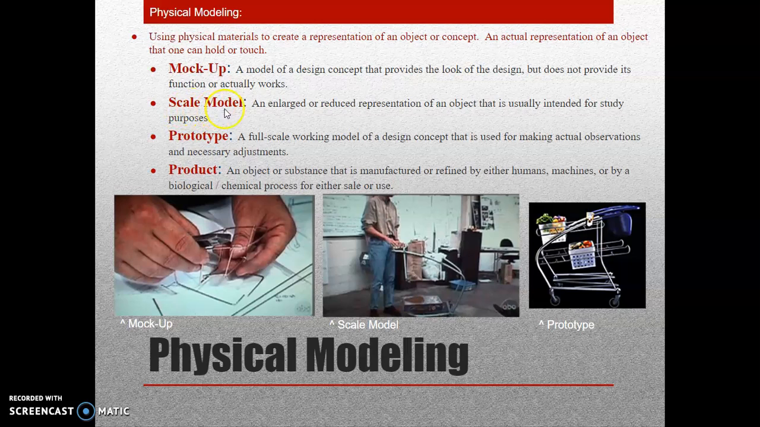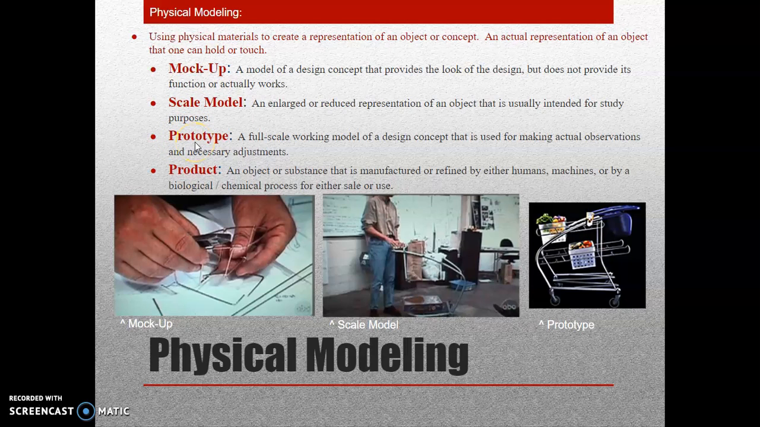Then you have a scale model. So this is an enlarged or reduced representation of the object that is usually intended for studying purposes. So I'm sure you've seen like the small scale models of dinosaurs that you can buy and put together and paint, or of cars or boats or trains or planes, whatever. If you go to some type of museum, you actually see those all the time. They're scale models. They're either scaled up or scaled down of the actual object size.